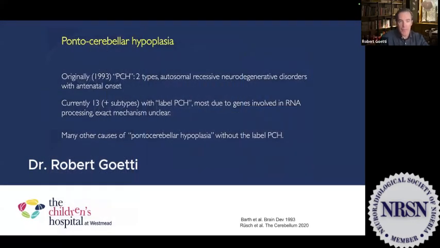So what is pontocerebellar hypoplasia? This was originally described in 1993 as two types, and they are both actually autosomal recessive neurodegenerative disorders with antenatal onset. So pontocerebellar hypoplasia is actually a misnomer. It should be pontocerebellar atrophy because it is progressive. Now, currently we have 13 plus subtypes that have the label PCH, and most of these are due to genes involved in RNA processing with unclear exact mechanisms. But there are also many other phenotypes of pontocerebellar hypoplasia that do not carry this label.